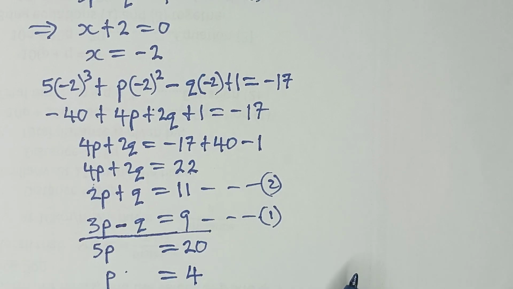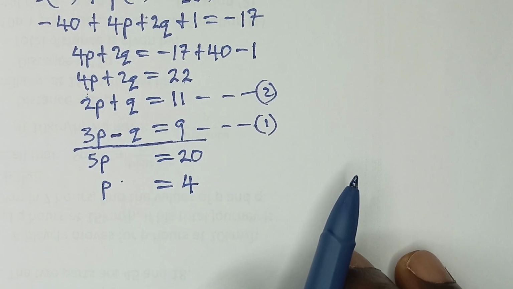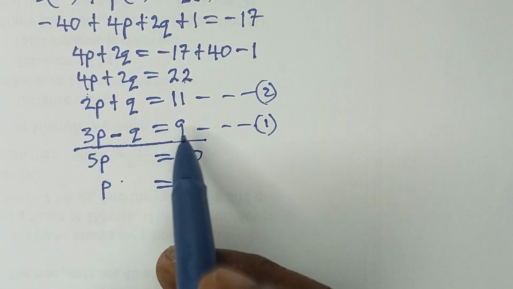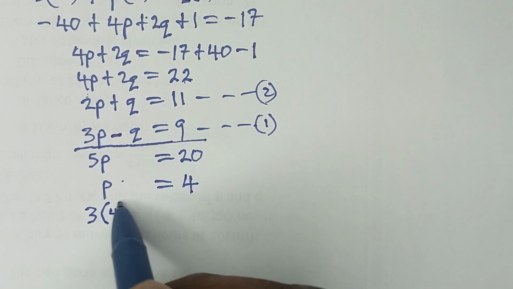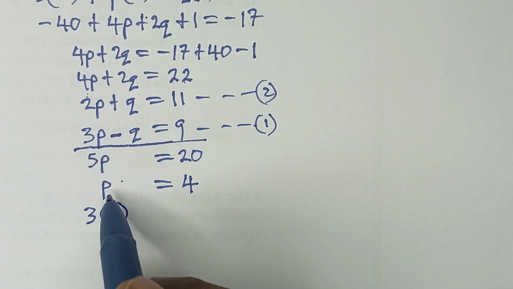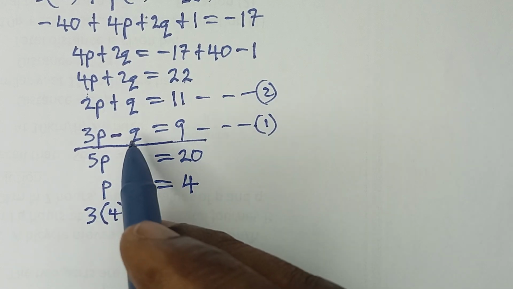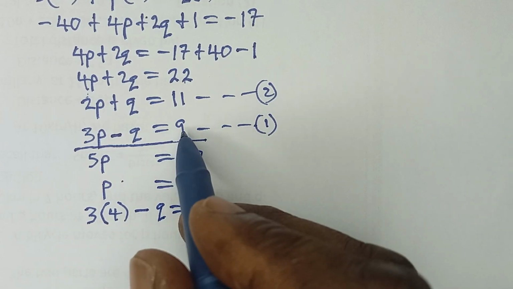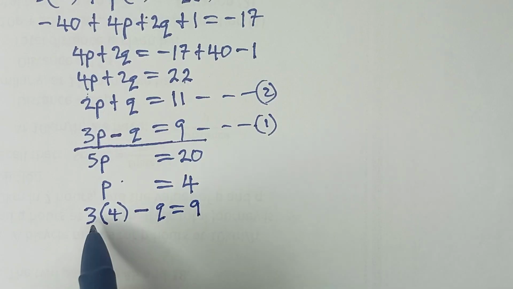Then we can take any of the two equations to obtain the value of q. So let me take equation 1. In equation 1, I have 3p minus q is equal to 9. So I can simply write 3p, but p is 4. So in place of the p, I'm going to write 4. And then minus q, which is what I'm looking for, and that will be equal to 9 on the right hand side. So I can simply say 12.